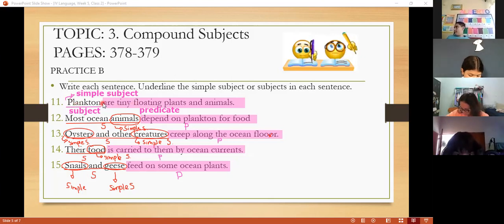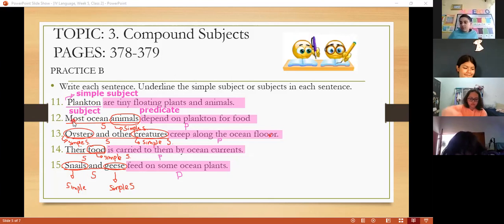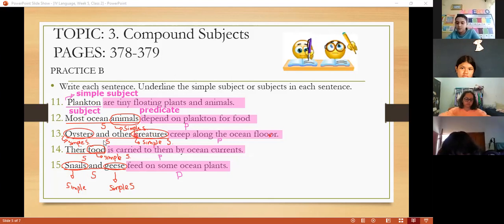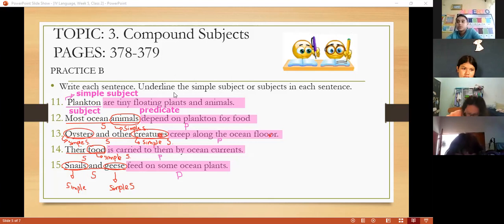Remember, sometimes a subject is just one word, and that is the simple subject. But sometimes, like in most ocean animals, we have more words and we need to identify the simple subject. The simple subject is the most important word in the sentence. Excellent, Valerie. And also, we can have two simple subjects in the sentence, like in this exercise, and that makes a compound subject. We have simple subject number 1 and simple subject number 2 here, so it makes a compound subject. Now, let's go to the next slide.